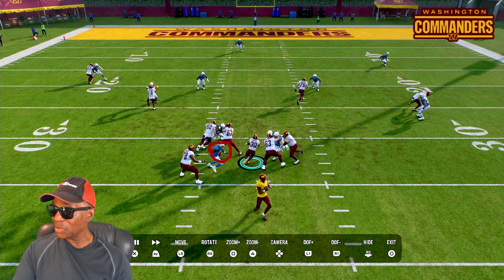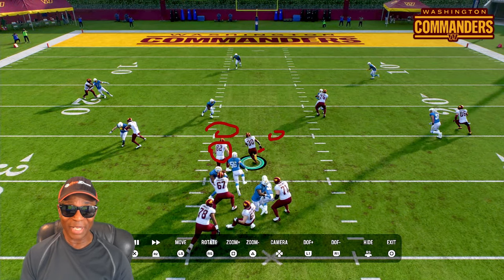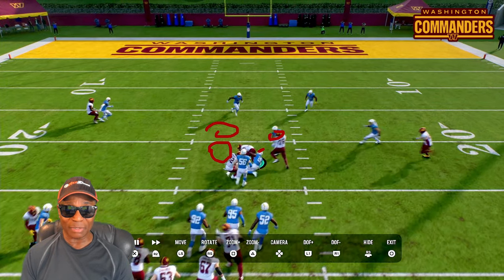Beautiful. He's the only one breaking loose, but we over here enough, he can't get to us. Look at this block. Look at this double team block right here. Look at that, baby. We got room. Now we can jerk, spin move, whatever we gotta do, but look at that, look at those yards.